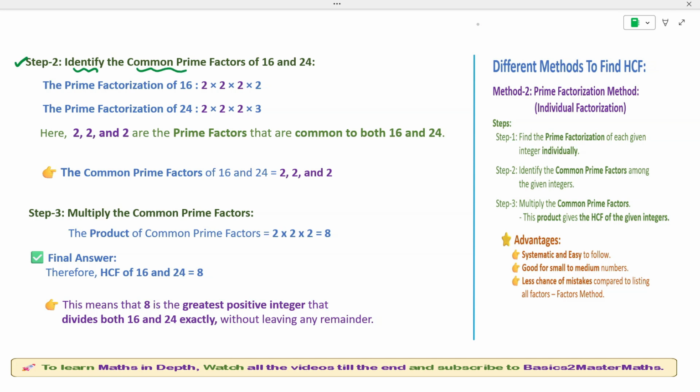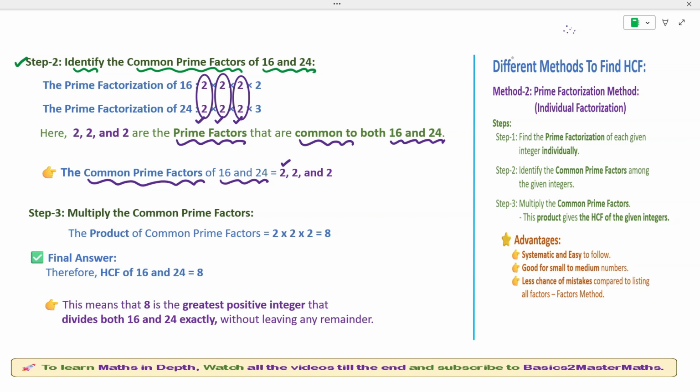Identify the common prime factors of 16 and 24. Observe here 2, 2 and 2 are the prime factors that are common to both 16 and 24. So, the common prime factors of 16 and 24 are 2, 2 and 2. Got it?